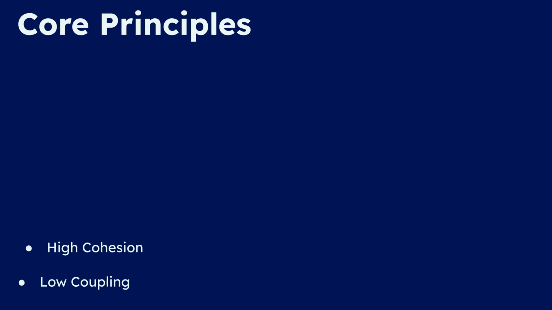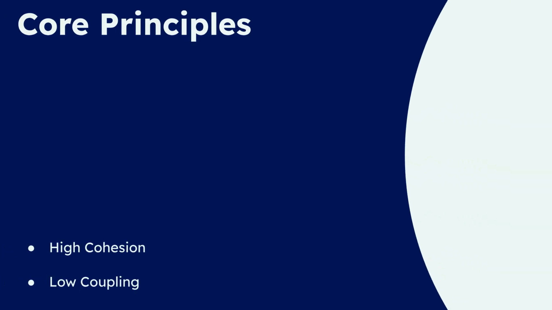There are several key principles that guide effective modular design. Today, we'll focus on two of the most critical: high cohesion and low coupling. These two concepts work hand in hand to create truly effective modular systems.